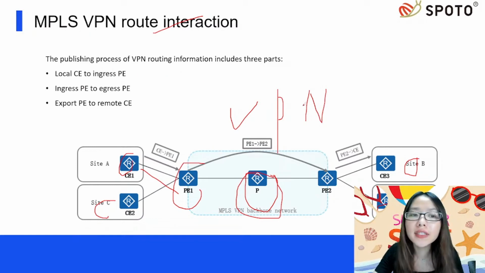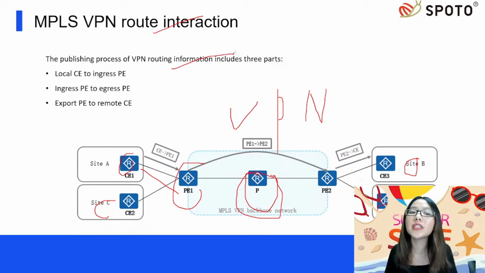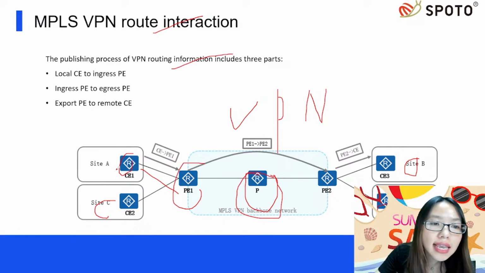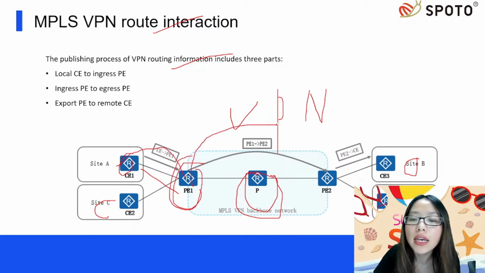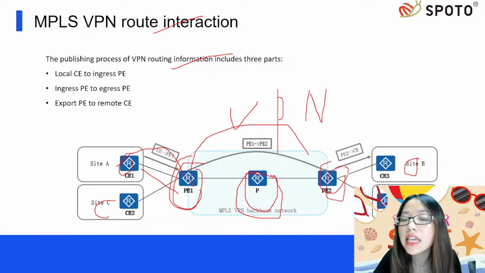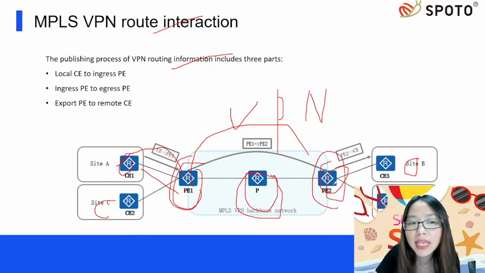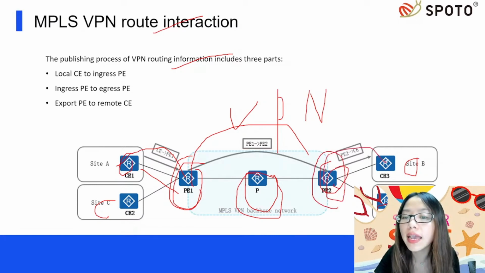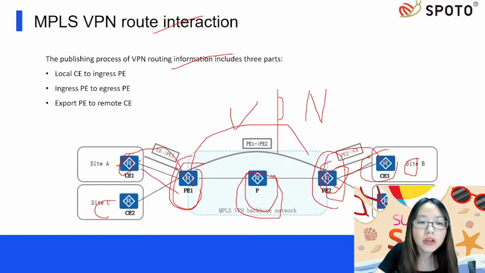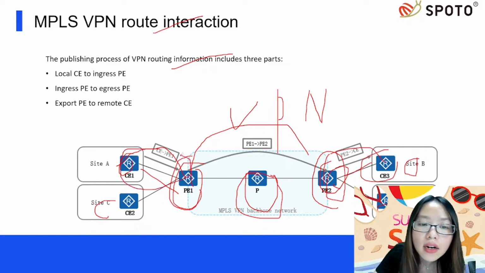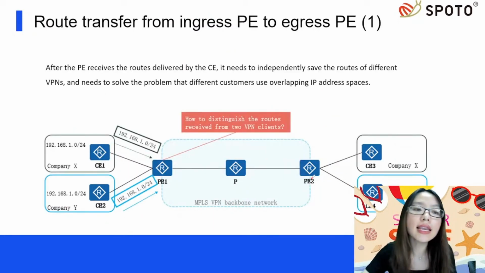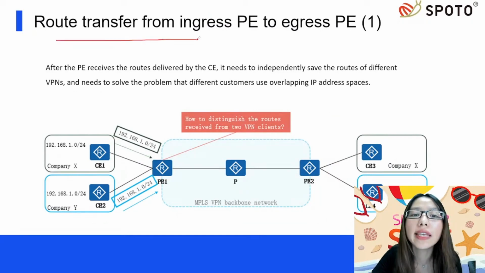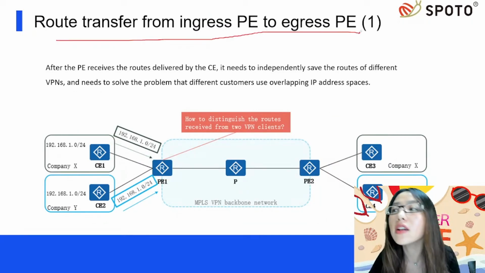The publishing process of VPN routing information includes three parts: local CE to ingress PE, ingress PE to egress PE, and egress PE to remote CE. So it has three parts. Let's see the route transfer from ingress PE to egress PE.